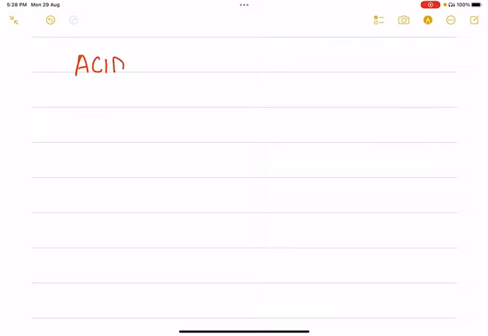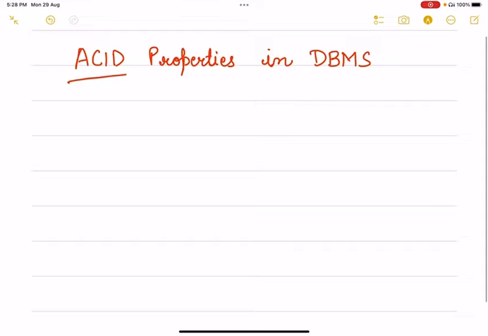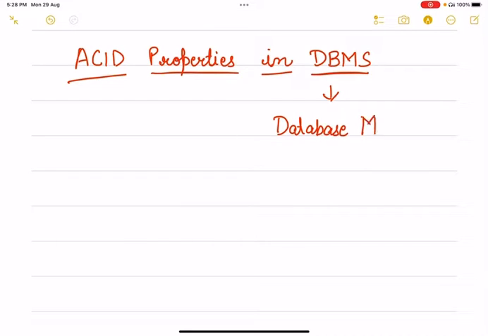So today we will see about ACID properties in DBMS. So I hope you are aware with the term DBMS. DBMS stands for Database Management System.